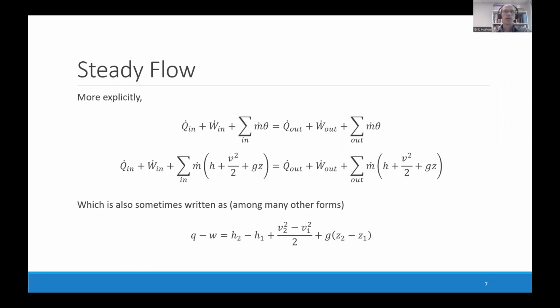Similar to last week, we can expand these E dots into their various energy contributions, so we get Q dot in plus W dot in plus the sum of all energies coming in, m dot thetas, equals the same thing going out, Q dot out, W dot out, and sum of m dot theta. Going even further, theta can be decomposed into its individual contributions of enthalpy, kinetic energy, and potential energy. Another form of this is to look at all of these values coming in at some point 1 and going out at some point 2, where this becomes this equation down here, where Q is a net heat in per unit mass, W is a net work out using the standard sign convention.